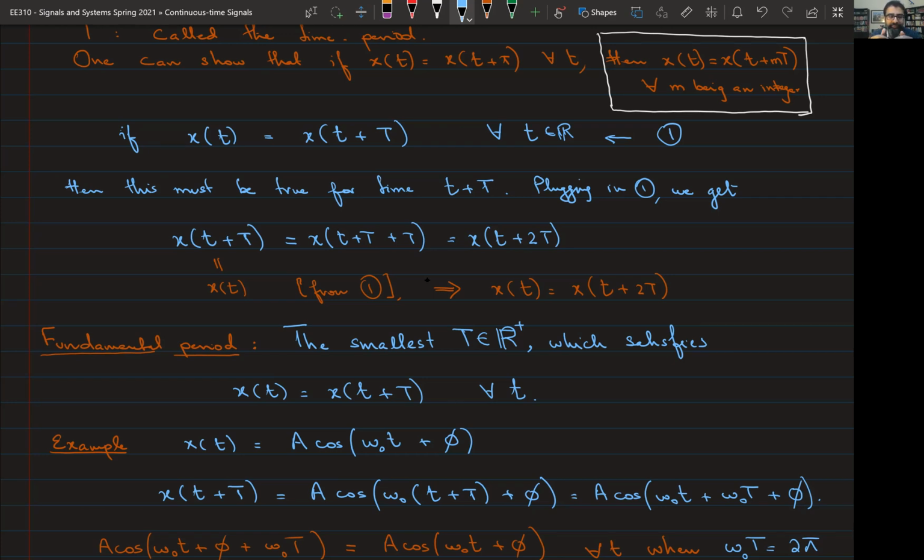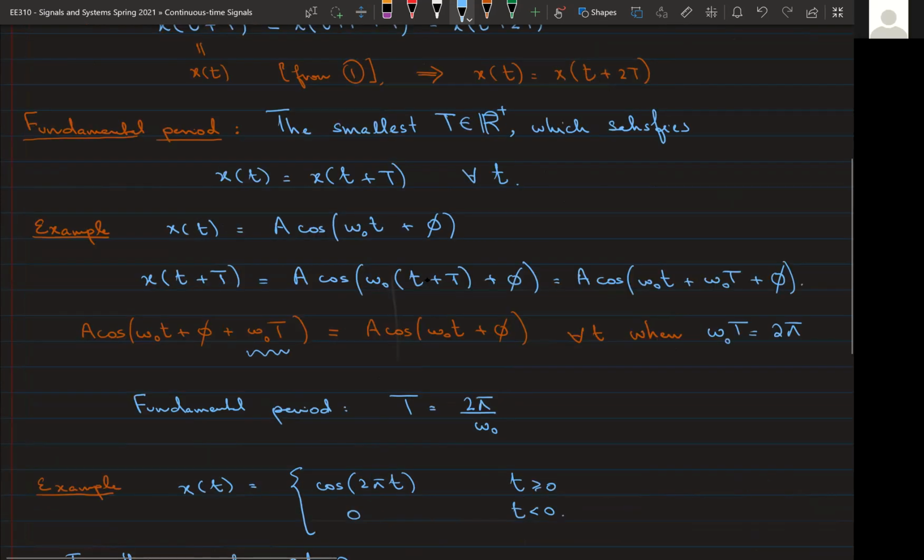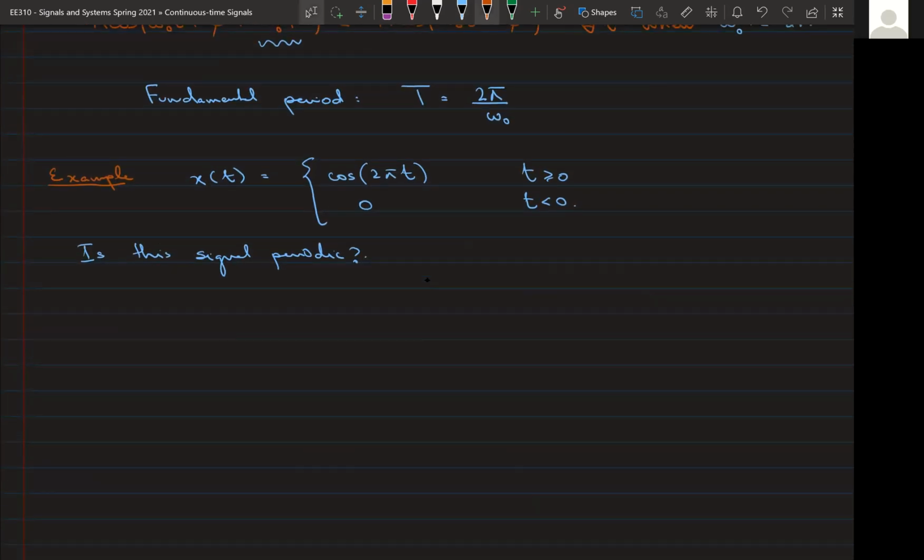So clearly, from what you're saying, this condition is satisfied for t greater than 0, but it's not satisfied for other values of t. If there's even a single value of t for which this condition is not satisfied, then we'll say that the signal is not periodic, because it does not infinitely repeat itself. Is that clear? So this signal is not periodic, because if I were to sketch this signal out, this is what it's going to look like.